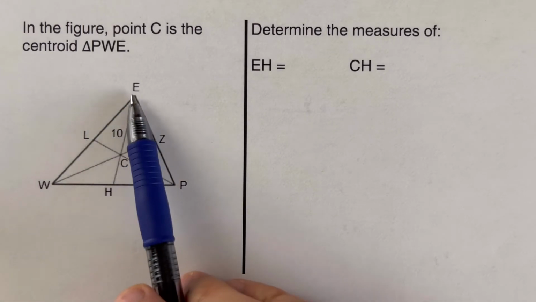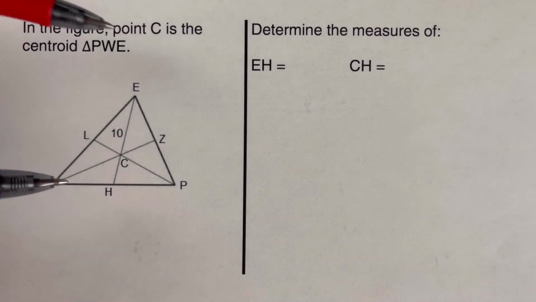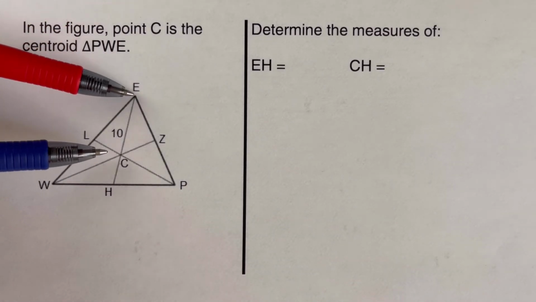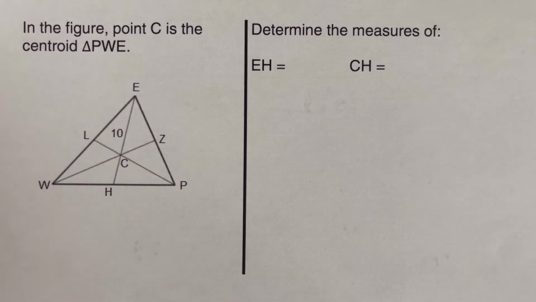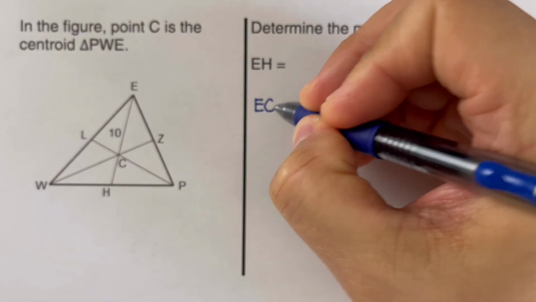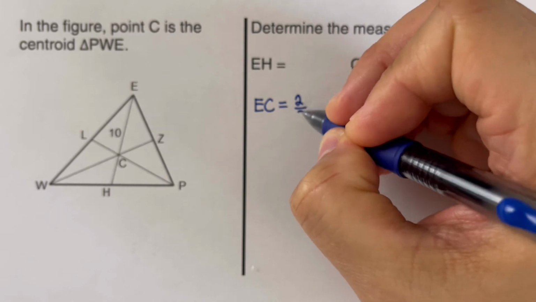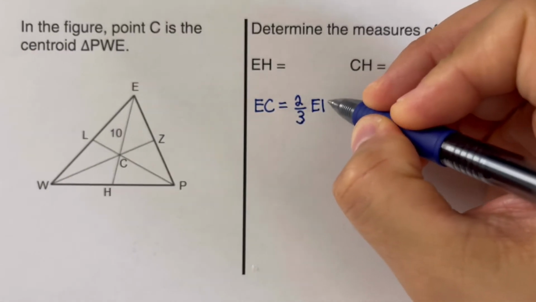Now, we are given EC is 10. We remember that the medians of a triangle intersect at a point that is 2/3 of the distance from each vertex to the midpoint of the opposite side. This means that we can write an equation. EC is 2/3 of the whole thing. So we can go ahead and write that equation up here. That is EC is equal to 2/3 of the whole thing, which is EH. So that's the formula right there.